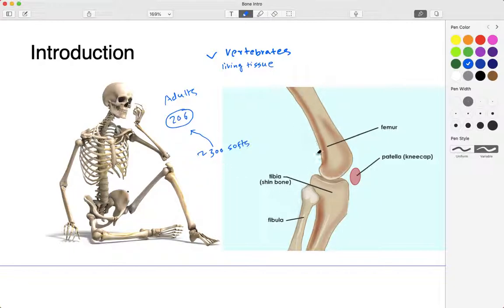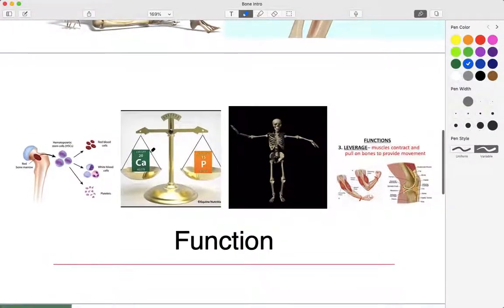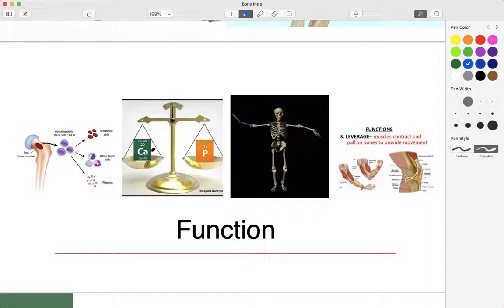And from here, we think about how we have different structures of bones, as you can see here, and we will also talk about that when we focus on the skeletal system. Okay, so here we go. We're going to talk about function now. What are the main functions of the bone?